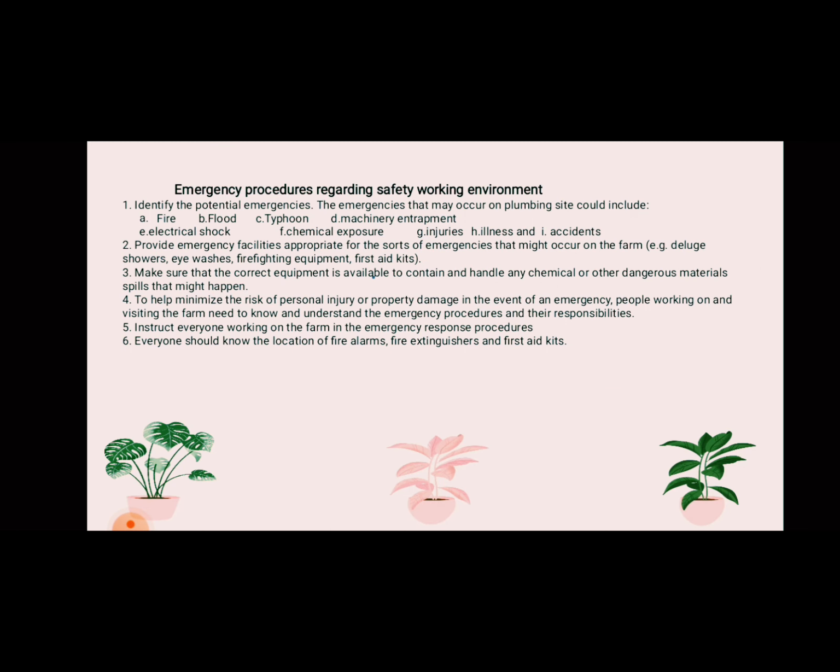There are emergency procedures regarding a safe working environment. That is, number 1, identify the potential emergencies. The emergencies that may occur on the planned site could include fire, flood, typhoon, machinery entrapment, electrical shock, chemical exposure, injuries, illness, and accidents. Number 2, provide emergency facilities appropriate for the sorts of emergencies that might occur on the farm.